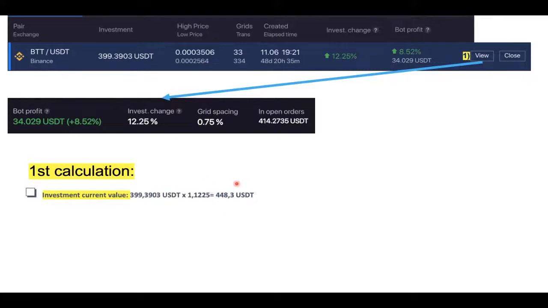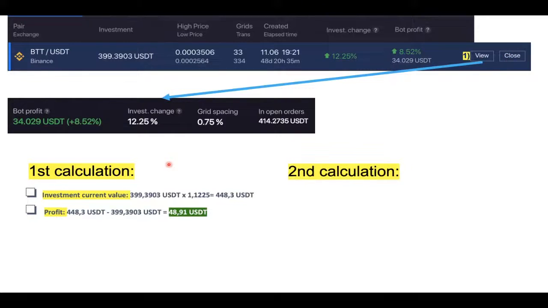All right, and to calculate the net profit, you take the current investment value, which derives from this first calculation, and you subtract the initial investment value, and that's your pure profit. That's 48.9 USDT, which you will get if you click on close the bot.